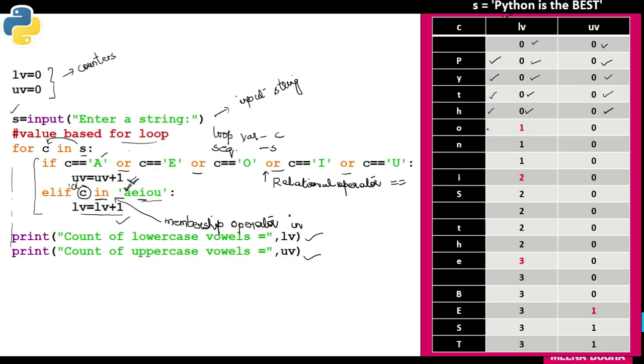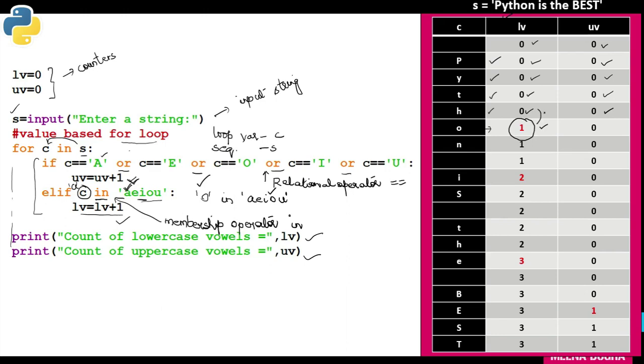Now when small o comes, that is going to match over here. This condition, if C is containing o in A, E, I, O, U. So here o is matching. Right, o is a member of the string, so this condition will be true, and my LV counter will be incremented for the first time. LV becomes 1.